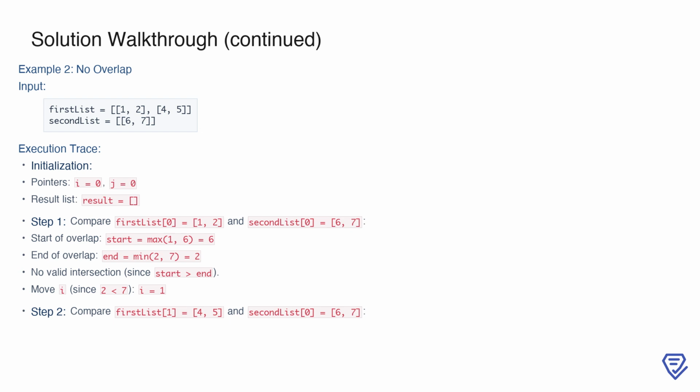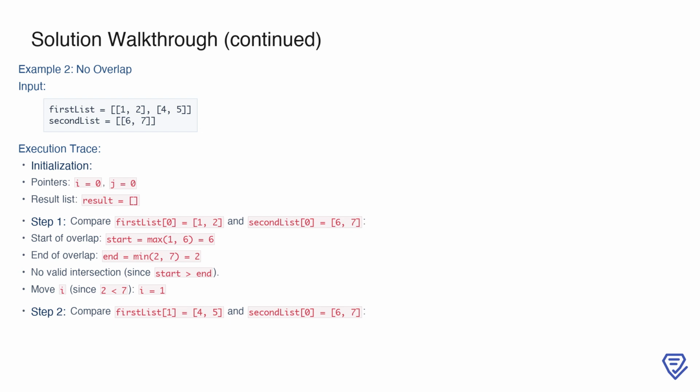Now, let's consider an example where there is no overlap between the intervals. Here, first list contains [1, 2] and [4, 5], while second list contains [6, 7]. We initialize i and j to 0 and start with an empty result list.